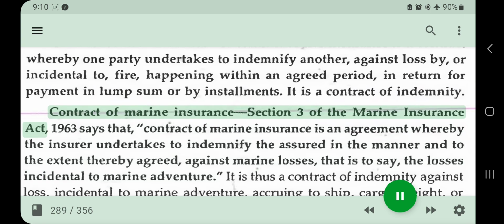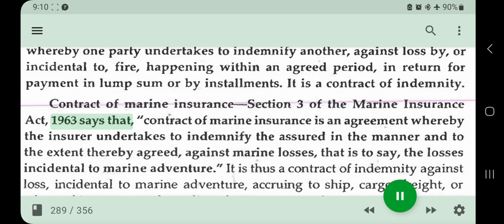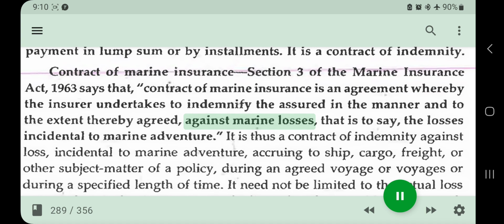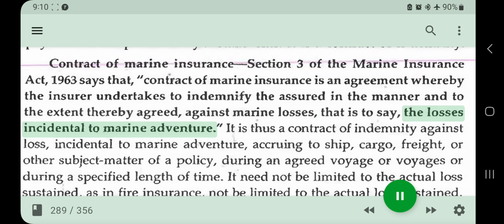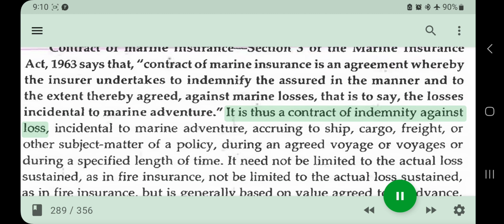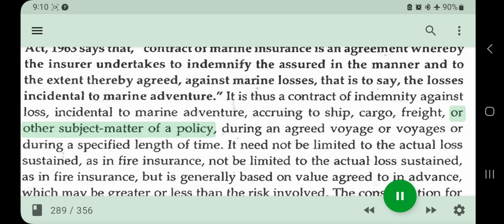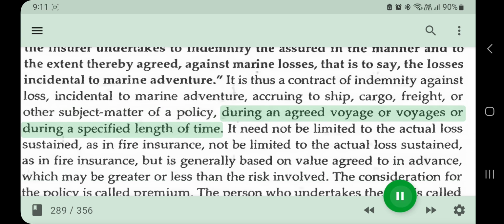Contract of Marine Insurance. Section 3 of the Marine Insurance Act, 1963 says that a contract of marine insurance is an agreement whereby the insurer undertakes to indemnify the assured in the manner and to the extent thereby agreed, against marine losses, that is to say, the losses incidental to marine adventure. It is thus a contract of indemnity against loss, incidental to marine adventure, accruing to ship, cargo, freight, or other subject matter of a policy, during an agreed voyage or voyages or during a specified length of time.